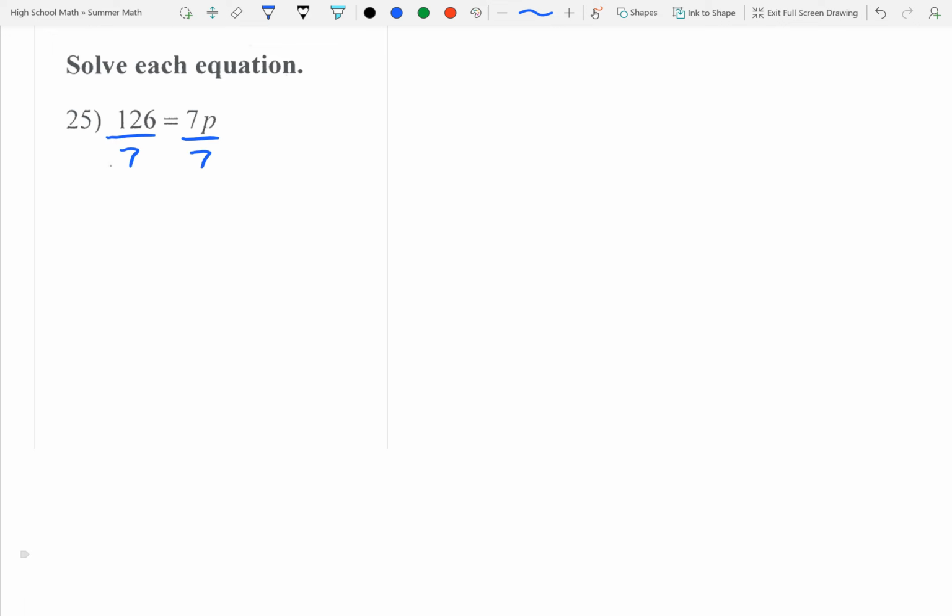Solving an equation is a process of undoing operations. So 7 divides with 7 to leave p. 126 divided by 7 is 18. We can take this value that p is 18 and substitute it back in. We want to substitute 18 in for p. So this will look like this.